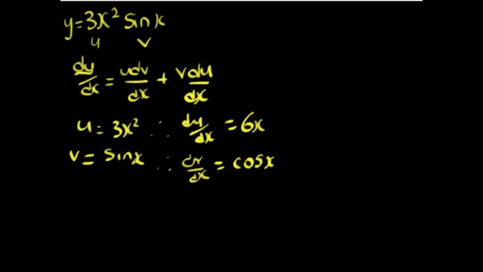Since our formula says u dv over dx, you write our u, which is 3x squared. Dv over dx now, we had cos x, plus our v is sine x, and du over dx gave us 6x. Now this would be our final answer because we cannot evaluate this further. You can choose to put your 6x in front of sine x, whatever the case may be, but this would be your final answer. Let's look at another example.